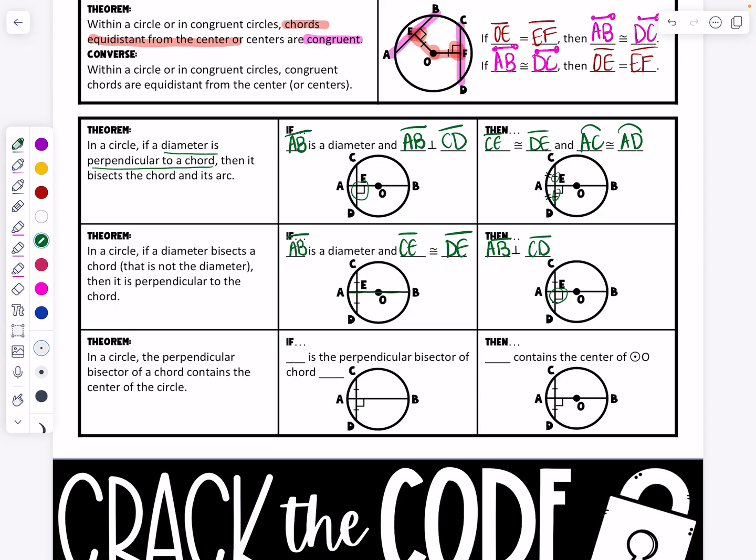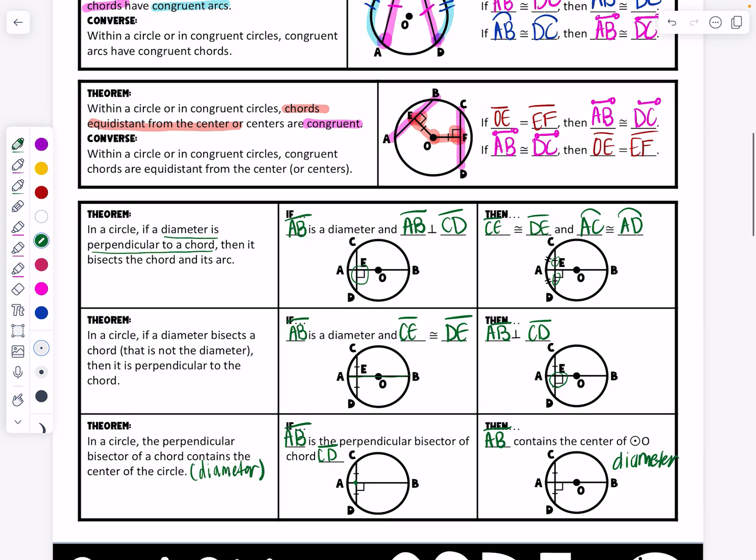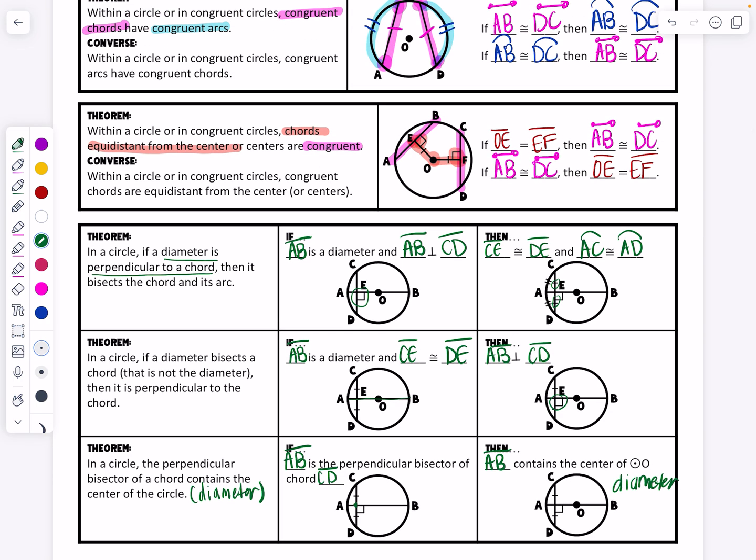Okay? All right, if we know that A to B is the perpendicular bisector, meaning it's crossing at 90 and it's cutting this chord C to D in half, what do we know? We know that this A to B contains the center of circle O, and thus it is going to be a diameter. Okay? In a circle, the perpendicular bisector of the chord contains the center and thus becomes the diameter. If the chord contains the center, it is going to be a diameter. So what we're doing on the back is we're practicing these problems. All of these different theorems get tested with a few of these problems, and you're solving for X.